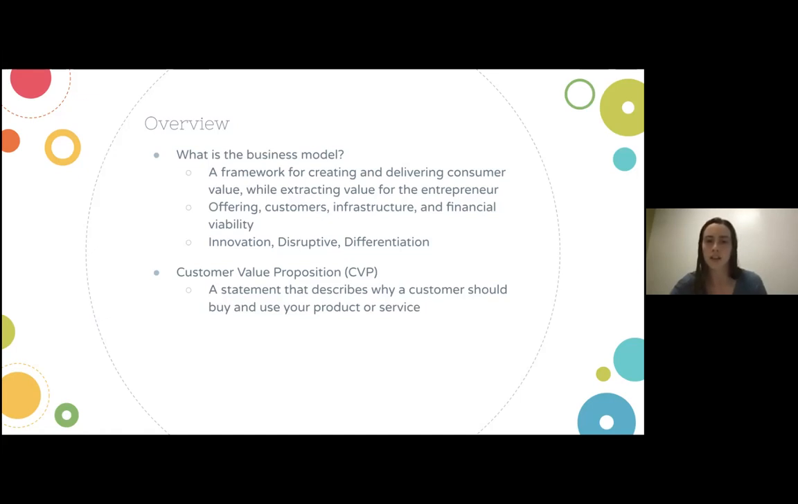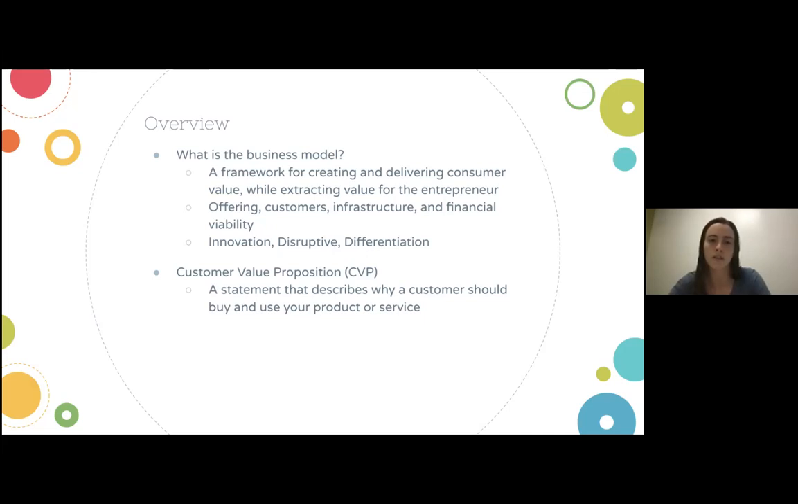The offering indicates what is being offered to the customers and how the offer will eventually reach them. The customer value proposition, which is a true measure of the business model, is included in the offering section of the business model. The CVP is a statement that describes why a customer should buy and use your product or service. Next, the customers are the people willing to pay for your offer, and the infrastructure includes all the resources. And then lastly, the financial viability outlines the revenue and cost structure.